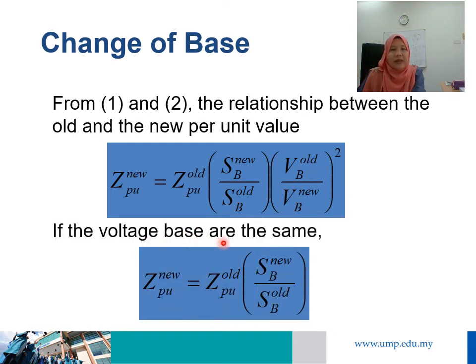If the voltage bases are the same, then this part is equal to 1, so 1 to the power of 2 is equal to 1, and we can eliminate this part. So we get the new per unit impedance is equal to the old per unit impedance multiplied with the new base power divided by the old base power.